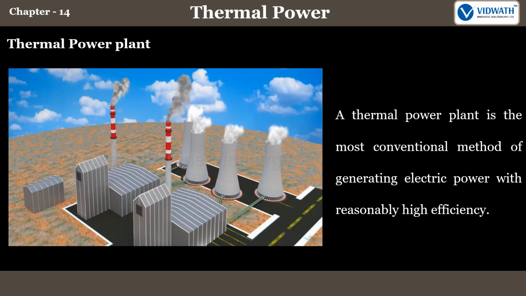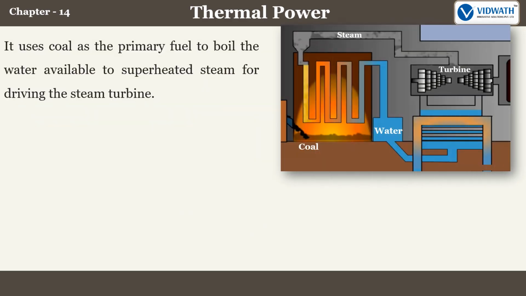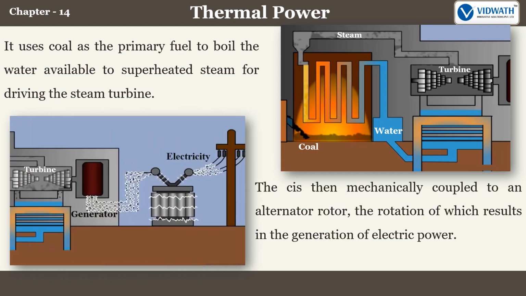We shall now look into the thermal power plant. A thermal power plant is the most conventional method of generating electric power with reasonably high efficiency. It uses coal as the primary fuel to boil water into superheated steam for driving the steam turbine. The steam turbine is then mechanically coupled to an alternator rotor, the rotation of which results in the generation of electric power.